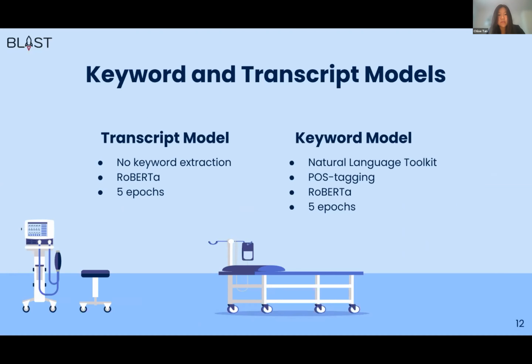As mentioned before, we used the Natural Language Toolkit library, abbreviated as NLTK, to extract relevant keywords from the clinical transcripts. After keyword extraction, we put these keywords into another Roberta model and set it to 5 epochs.